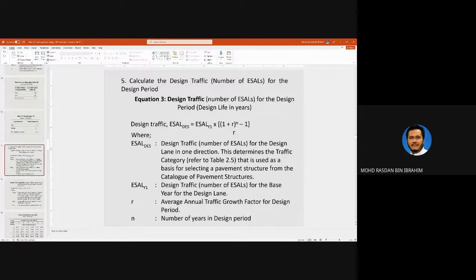When you have calculated the ESAL for year 1, you use that value to estimate the design ESAL, the design equivalent single axle load. So in this formula, you will need the R, which is the growth factor, and the value of N, which is the number of the design years.